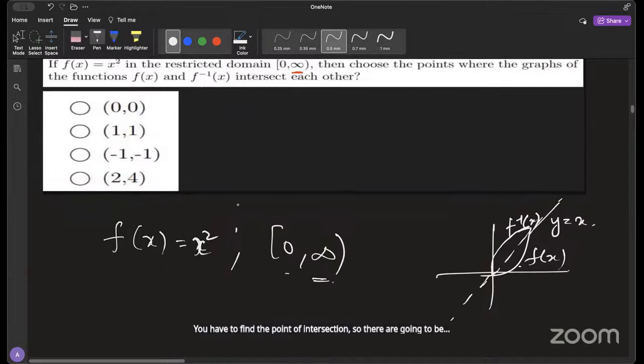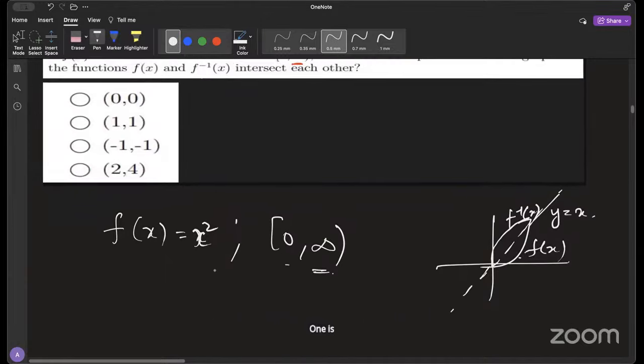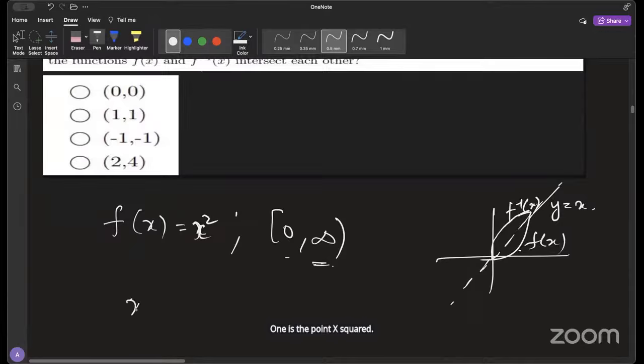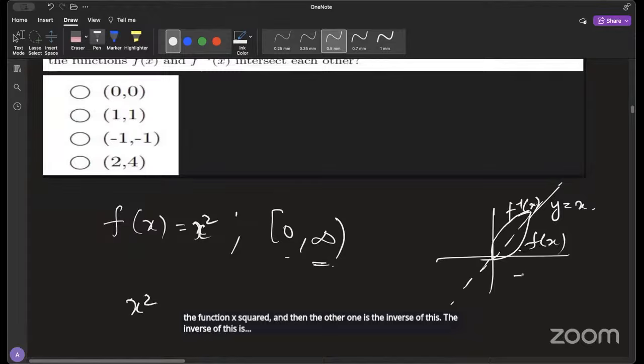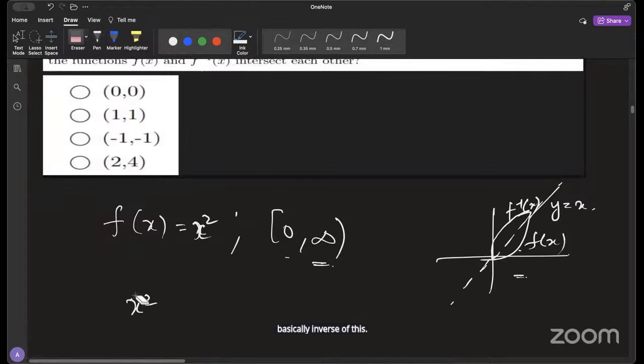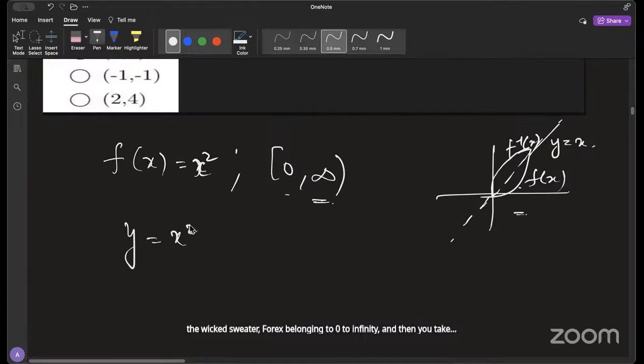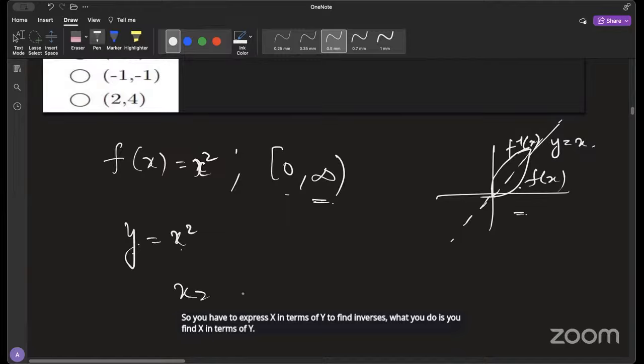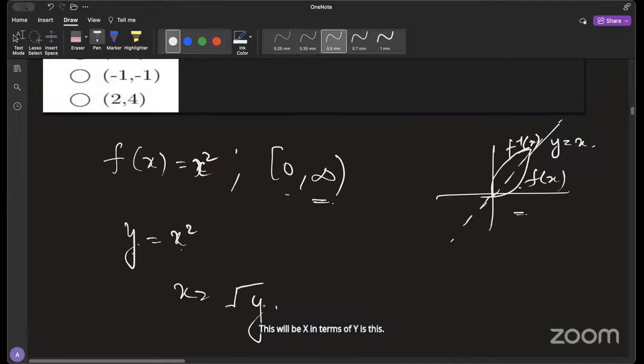So there are going to be two functions: one is x squared, and the other one is the inverse of this. How do you find the inverse? You put y equals x squared for x belonging to 0 to infinity, and then you have to express x in terms of y. To find inverses, what you do is you find x in terms of y. So this will be x in terms of y.